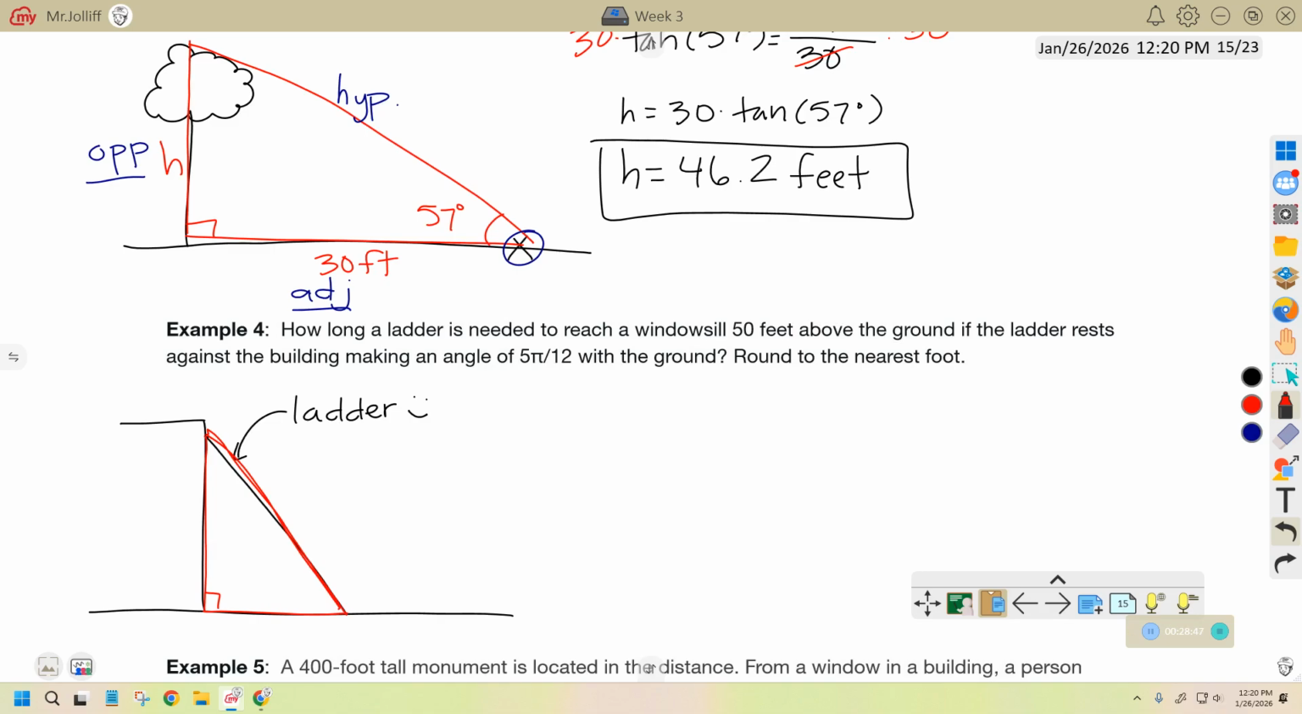I'm going to start sticking numbers in there. So what information did they give me? The height of the ladder relative to the ground. Yeah. How far along the building is it sitting? It's 50 feet from the ground to the windowsill. So this, come on, pen. That is my 50 feet.